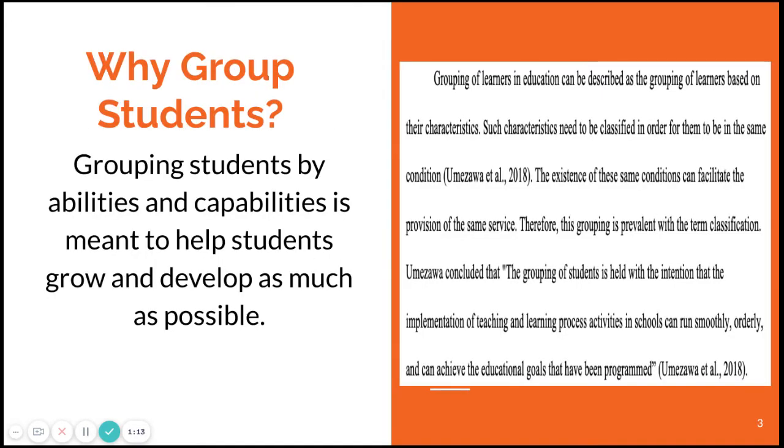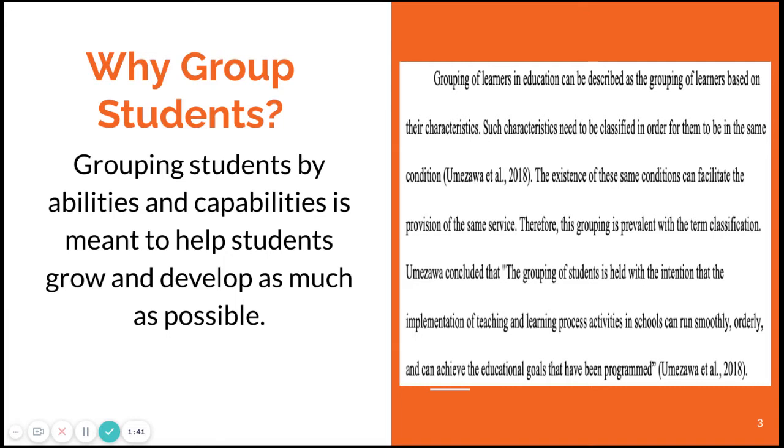So, why group students? Grouping students by abilities and capabilities is meant to help students grow and develop as much as possible. Grouping of learners in education can be described as the grouping of learners based on their characteristics. Such characteristics need to be classified in order for them to be in the same condition. The existence of these same conditions can facilitate the provision of the same service. Therefore, this grouping is prevalent with the term classification.